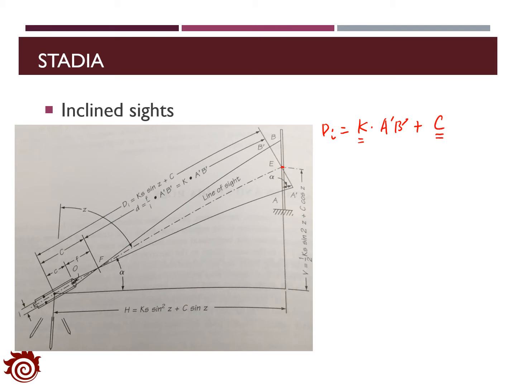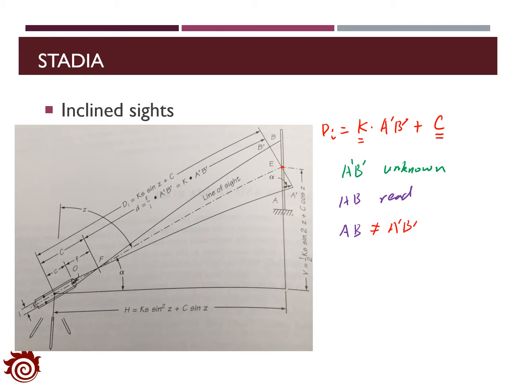Here both k and c are given, which will be the constants from the instrument. However, in the real experiment, you cannot read A prime B prime, so A prime B prime is unknown. Instead, you can find the value of AB, which can be read from the stadium rod. However, AB is not the same as A prime B prime, as shown in this figure.